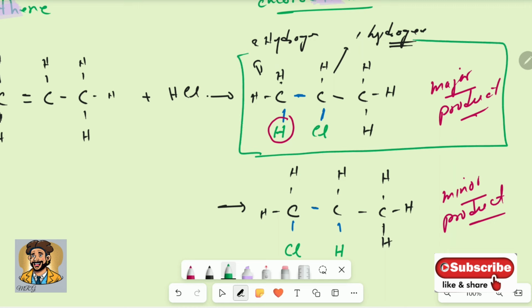So now, during the test, you are always going to use the major product. Always. Except if they specify. Unless they say give the minor product, you are always going to go to the major product. Always. And it's simple. The hydrogen will go all the time to the carbon that has more hydrogen.